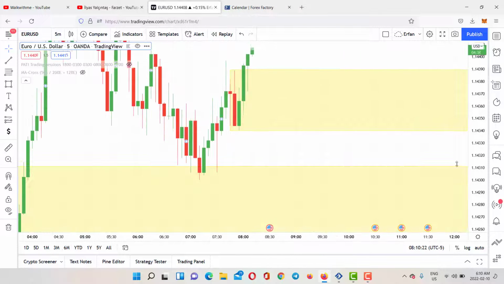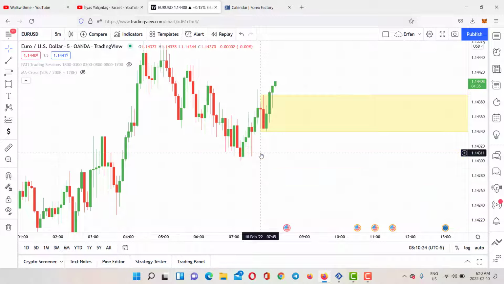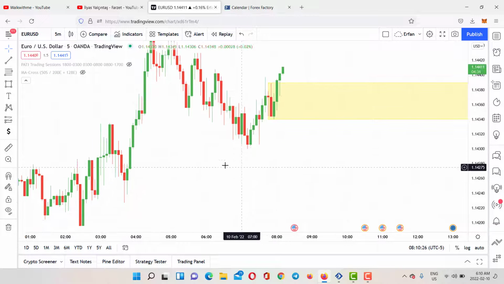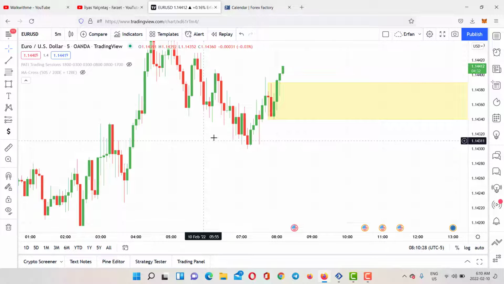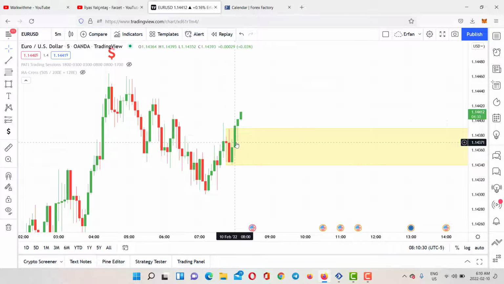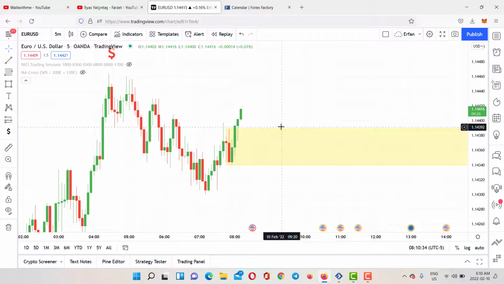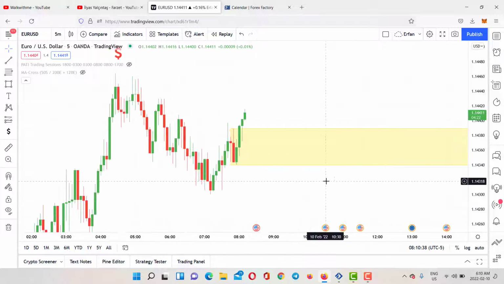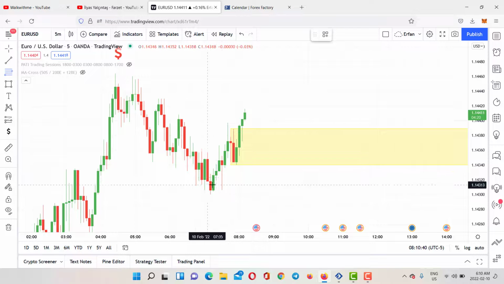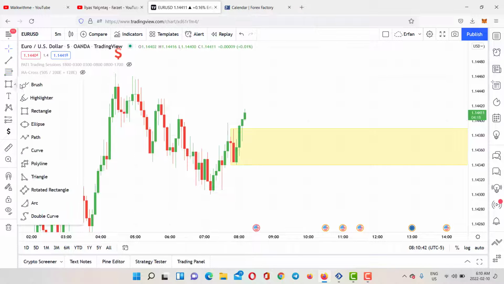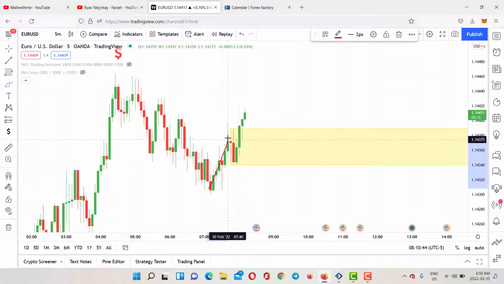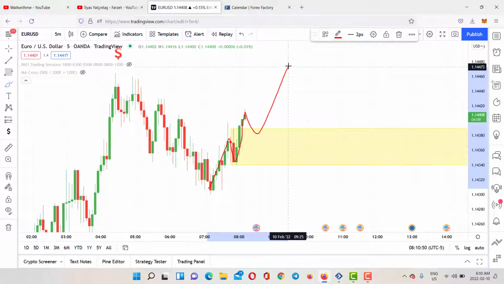But this one is potential, because we have left a gap in the 15-minute time frame, not in the 5-minute time frame. I just want to see how it's going to react. Also, we had this spike here, correction, and then continuation towards upside, probably another correction, and then continuation towards upside.